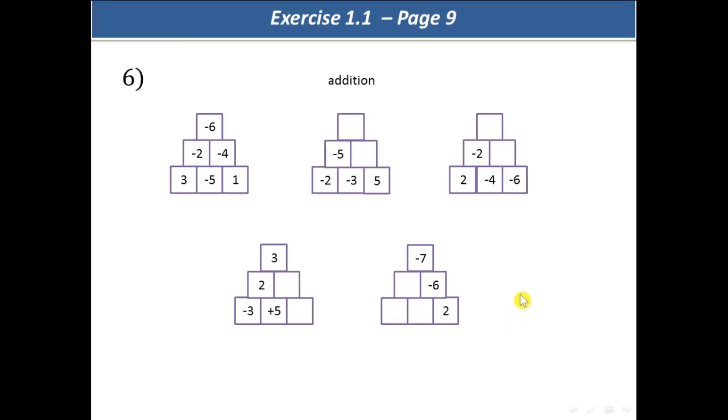This is another example, 6. We talked about this one. It is addition, so that means minus 3 plus 5 is plus 2, and you put it here, okay, and so on. Also for this one, 3 minus 5 is minus 2, and minus 5 plus 1 is minus 4. Minus 2 and minus 4 give me minus 6. Exactly, complete the others if you can also, okay.